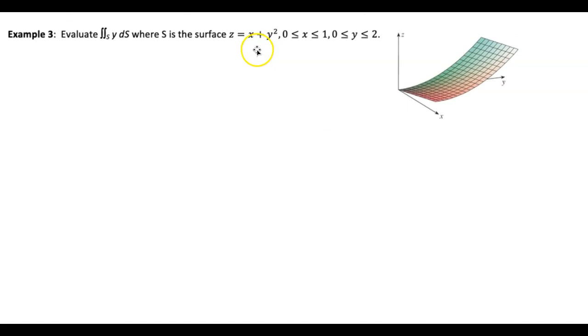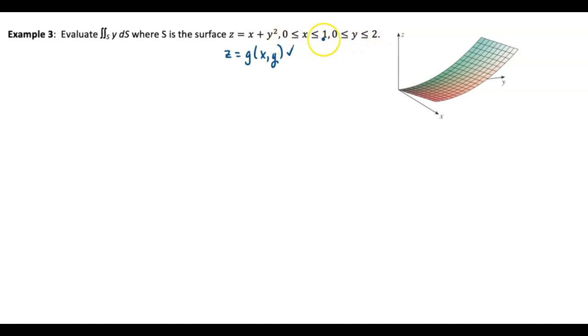So let's go for an example. Example 3, we want to evaluate this double integral of y dS, where S is the surface z equals x plus y squared, where x goes from 0 to 1 and y goes from 0 to 2. And so first question, is z a function of some x and y? And yes, we have z equals, we've got x and y's on the right hand side, great. In this case, we're already given our domain. We're told that x goes from 0 to 1 and y goes from 0 to 2.